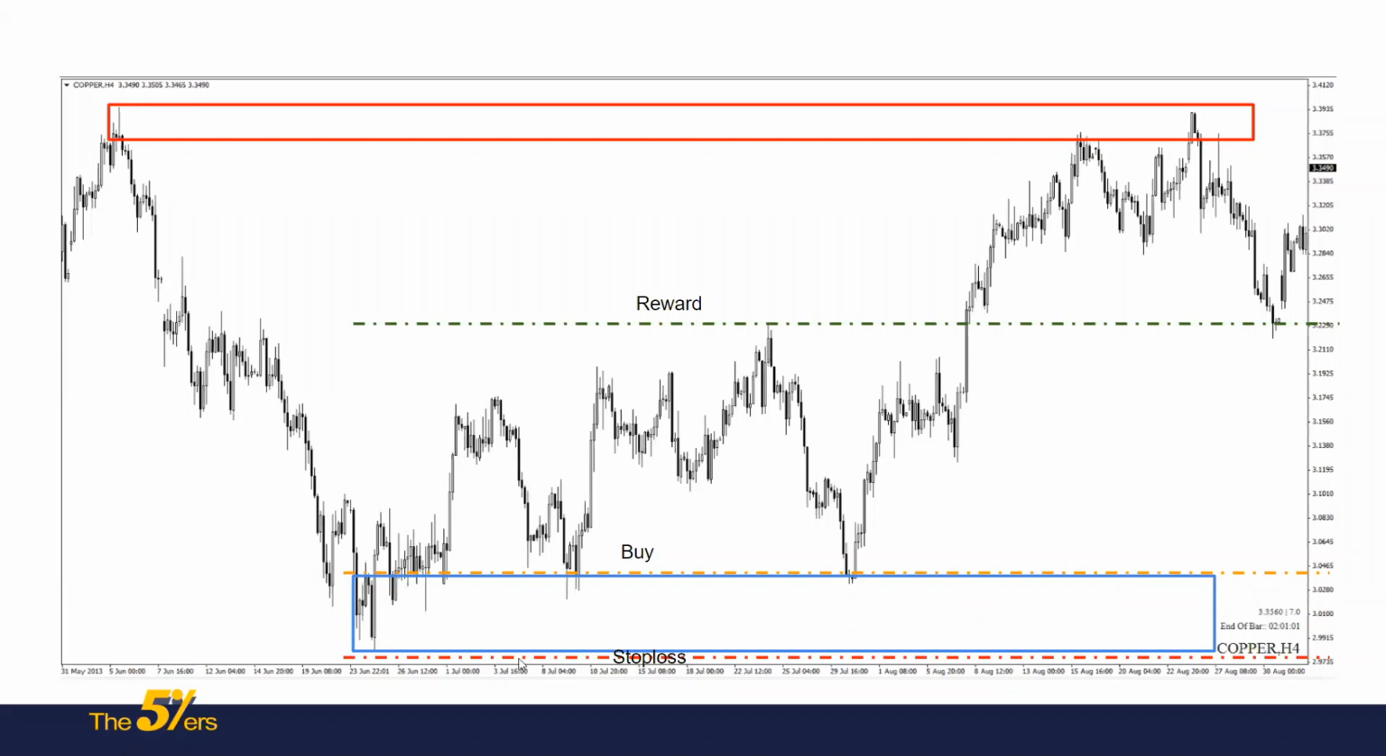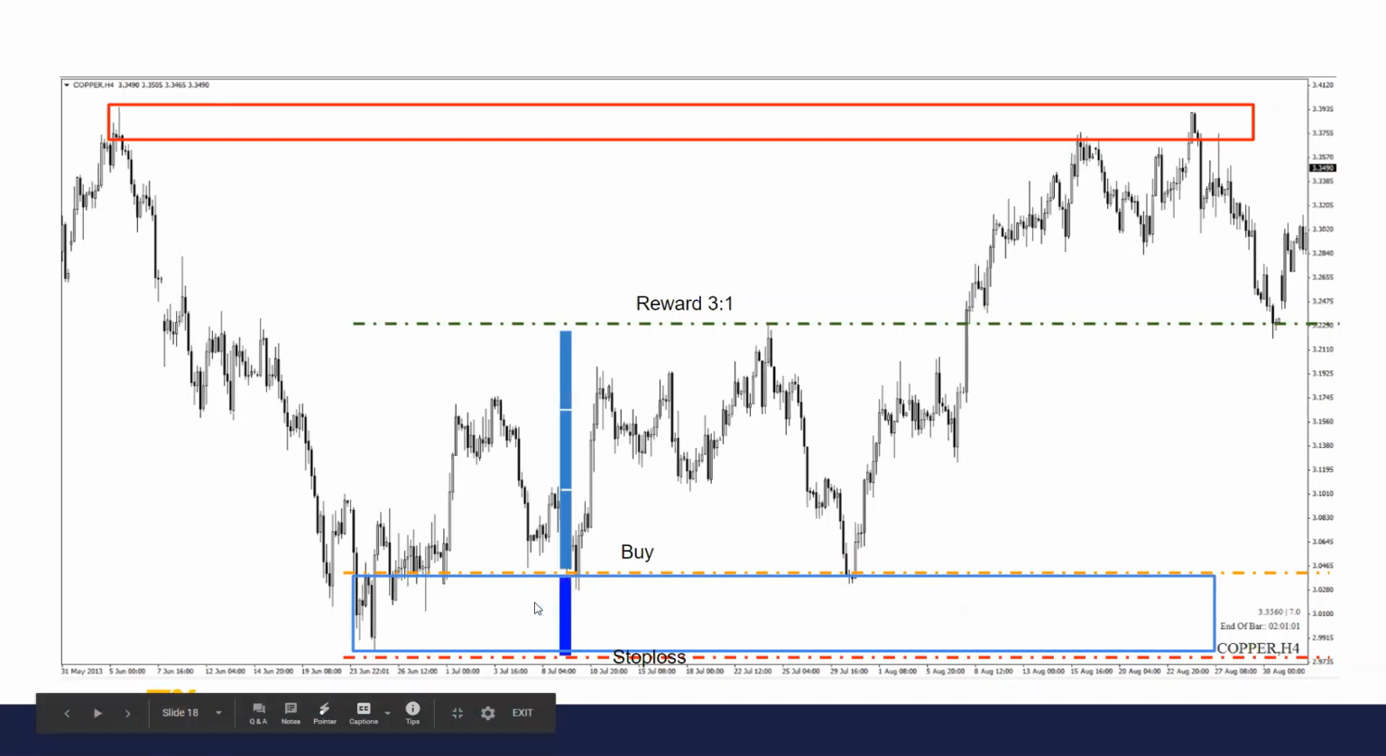Okay, so just look at what happened when price had created a demand, and then the demand was executed, and we have our risk unit that created us a 3-to-1 potential.